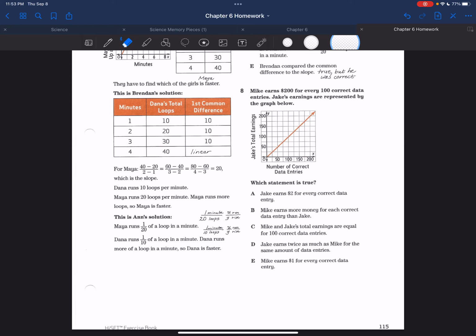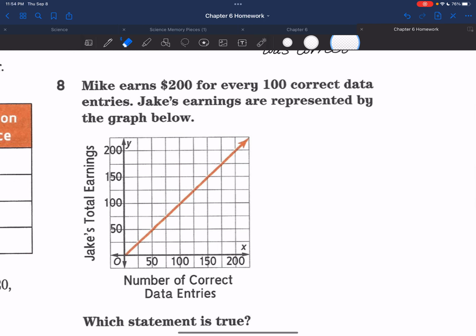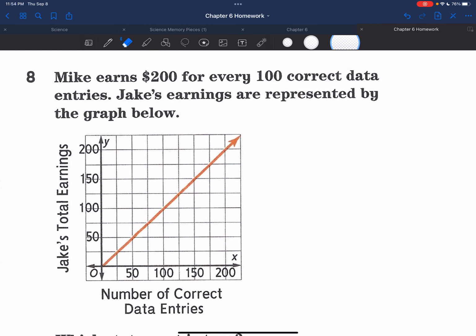I am on page 115 in the exercise book, and we're looking at problem 8. Mike earns $200 for every 100 correct data entries, and Jake's earnings are represented by the graph below. So you know what I'm going to do. I'm going to find the unit rate for each man.